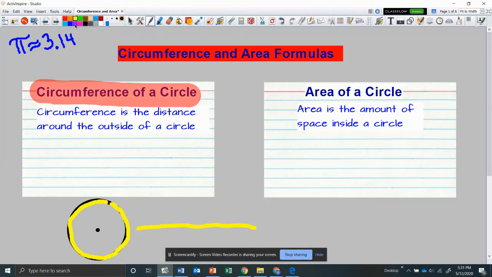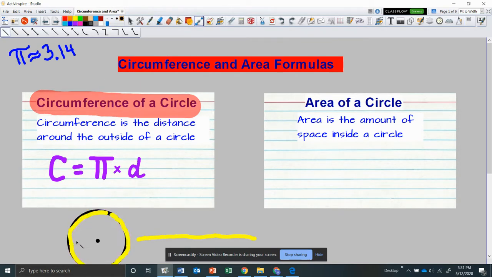And the formula for circumference, and you can write this on your card, circumference equals pi, which you're going to use 3.14, times the diameter of the circle. Now, I want to remind you the diameter of the circle is the distance from this one side through the center to the other side. So the circumference of the circle is the length of this line.